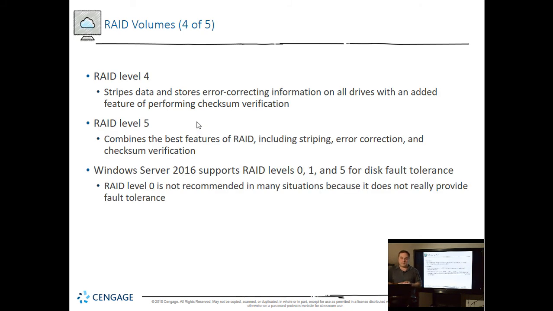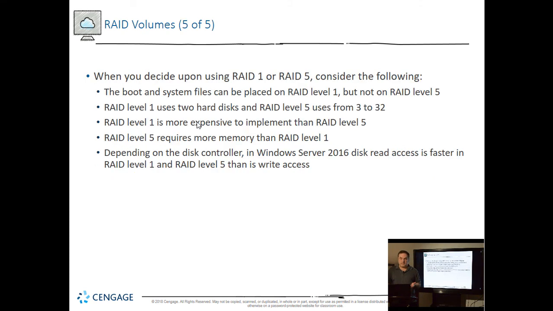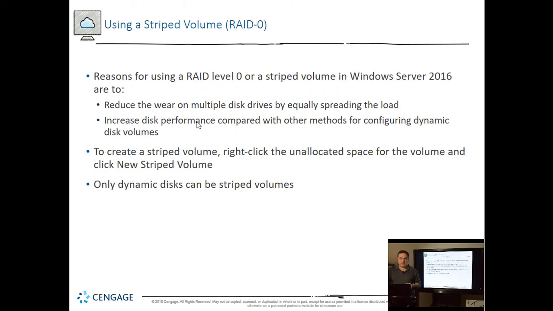Then you have RAID level 4, which stripes data and stores error correcting information on all the drives with an added feature of performing checksum verification. For whatever reason, that one never really took off. RAID 5, however, did. There are also other RAIDs such as RAID 10, which is fairly popular, and RAID 50 as well. So you may come across those in certain hardware RAID card situations, but you won't within Windows.